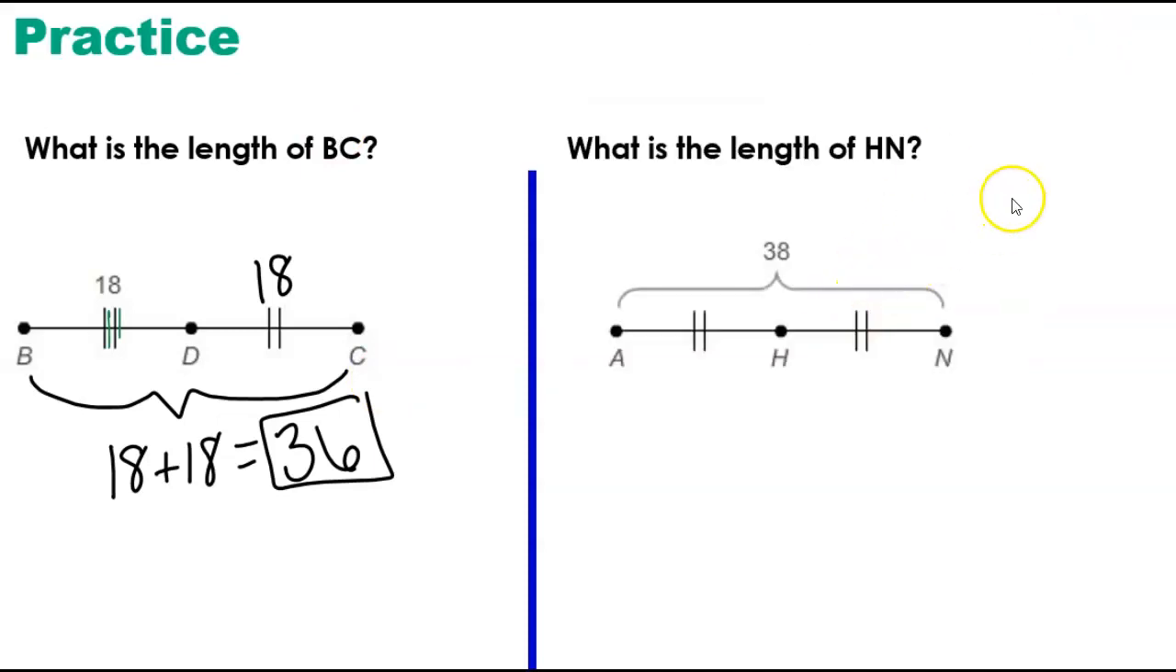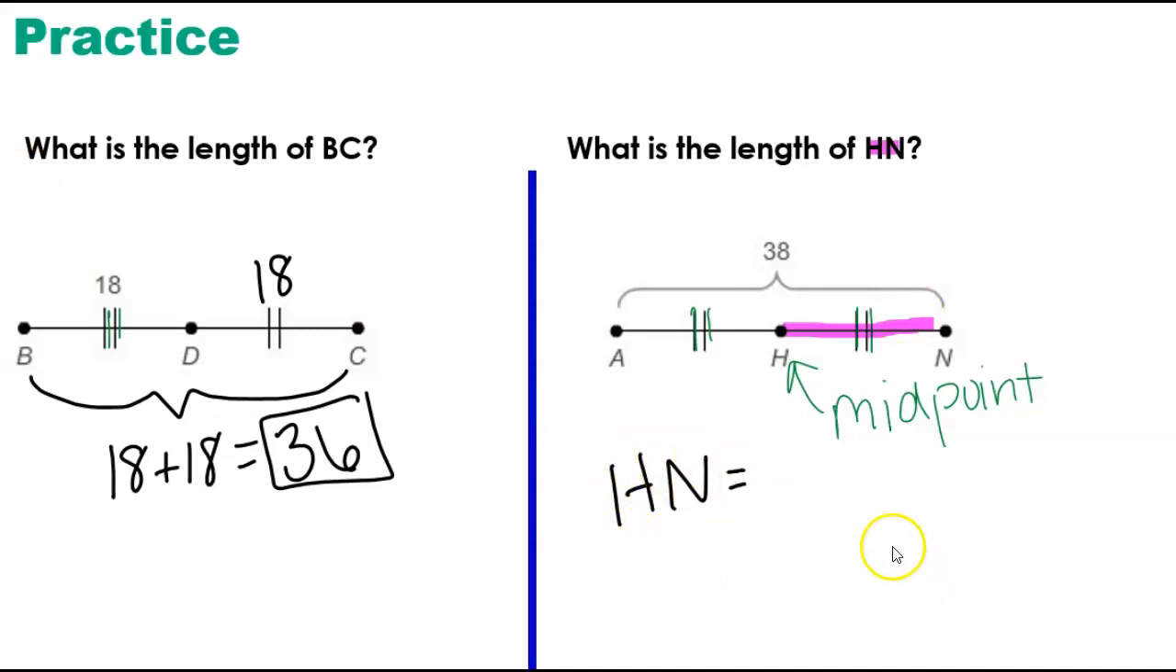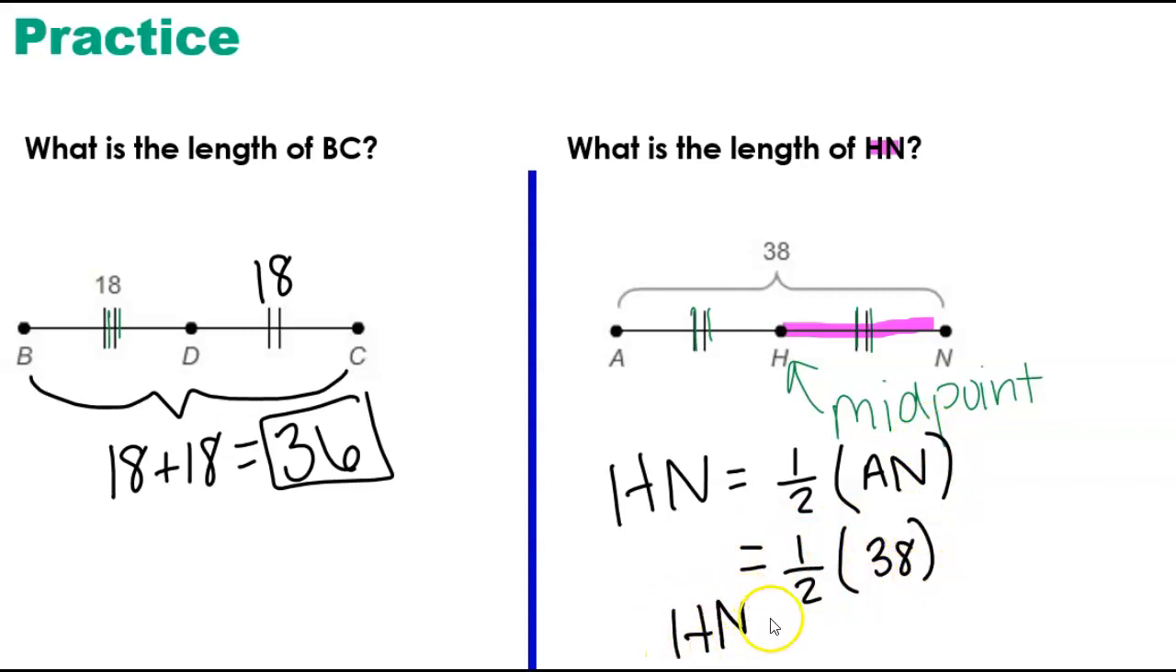Let's look at this next example. What is the length of HN? Okay. So we know because of these tick marks that these 2 pieces are going to be congruent to each other. So we can think of H as being the midpoint because it's right smack in the middle of AN. We want to find HN, which is right here, and that's just half of our full line, right? So HN is equal to 1/2 of AN. So 1/2 of 38. What is 1/2 of 38? It's 19. So AH would be 19 and HN would be 19.